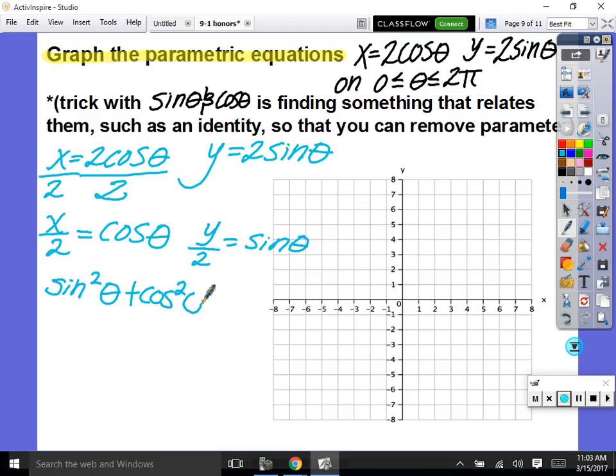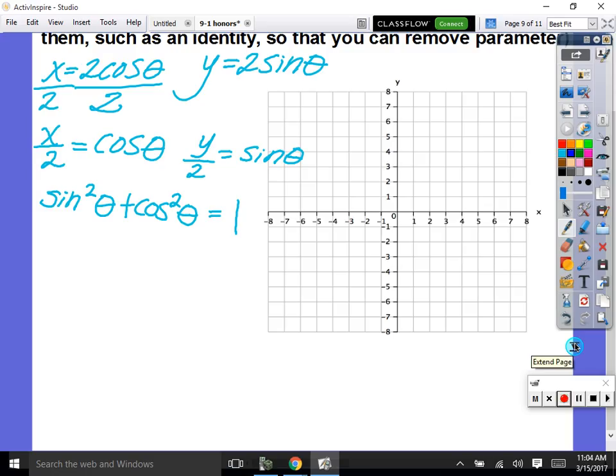You're going to find with sine and cosine something that relates them and use that. So sine squared theta plus cosine squared theta equals 1. Let's plug in everything that we know here, so we're eliminating the parameter. Instead of sine squared, we're going to put in what sine is equal to, because this is really just sine of theta squared. So sine is y over 2, so we have y over 2.